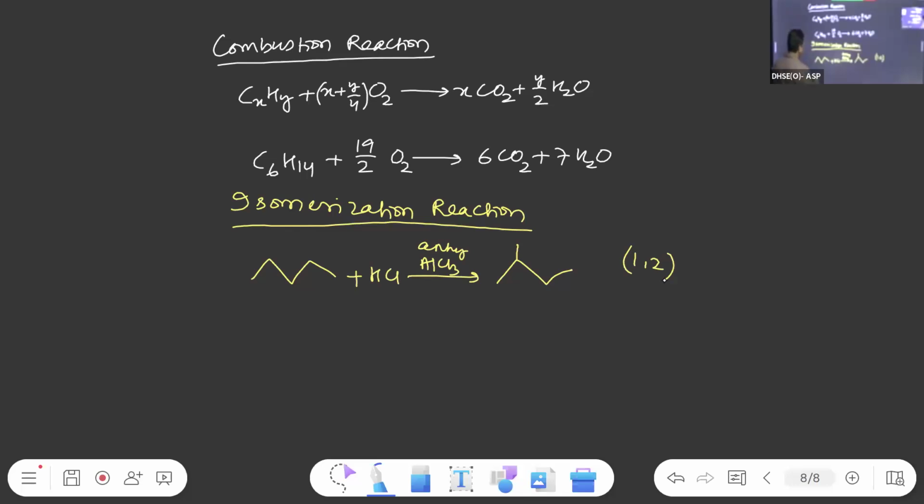And if we take hexane with the same HCl and anhydrous AlCl3, the product will be 2-methyl propane. So this is the isomerization reaction. Note down.